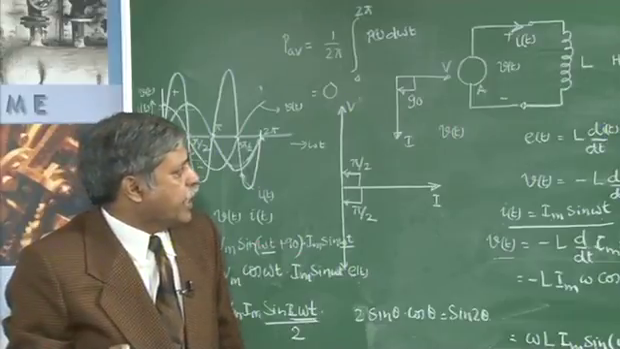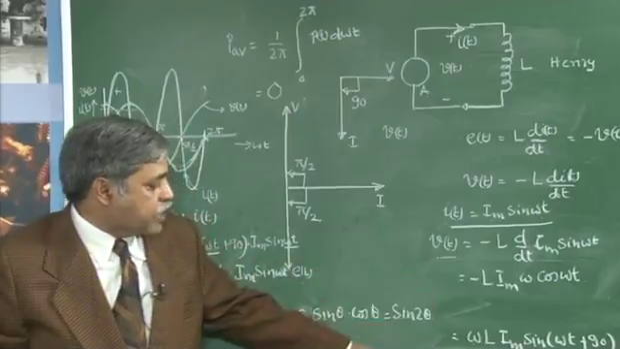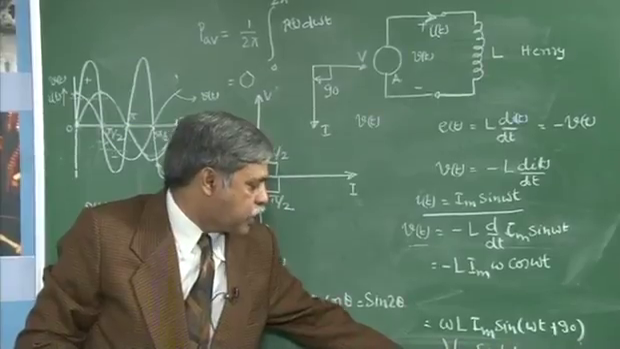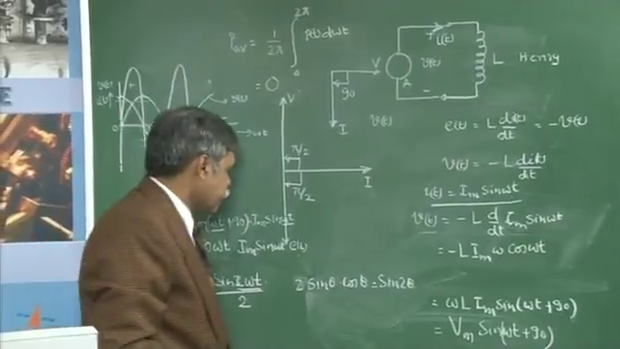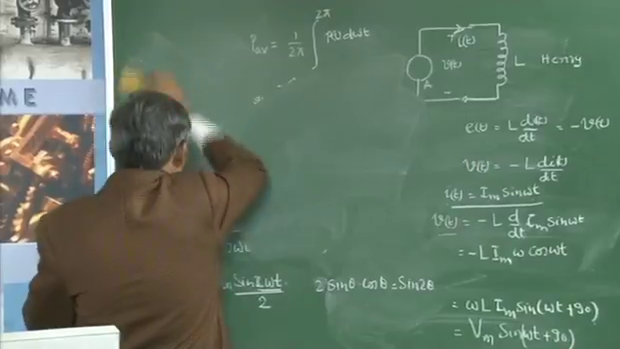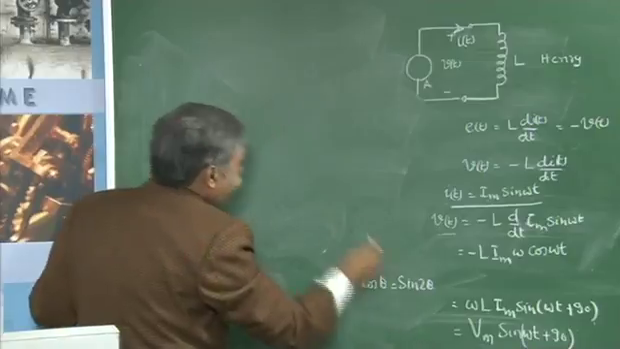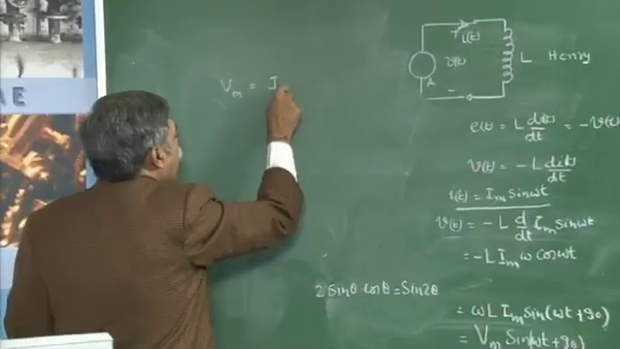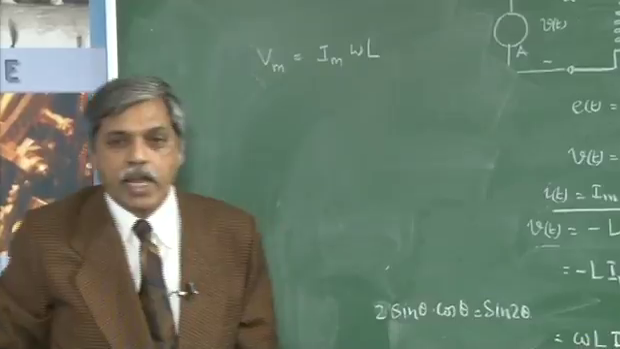I have a term called inductive reactance. In writing the expression for voltage v of t, I said the product omega L Im will give you the maximum value Vm. If you take the term Vm, which I call the maximum value of the voltage across the inductor, it is given by Im into omega L.